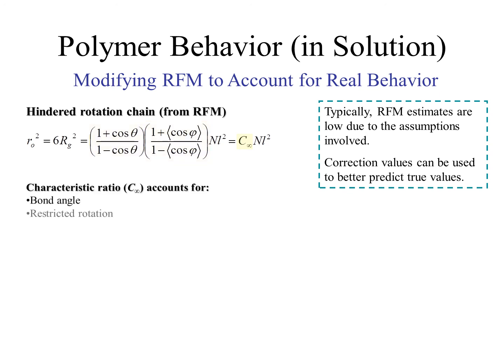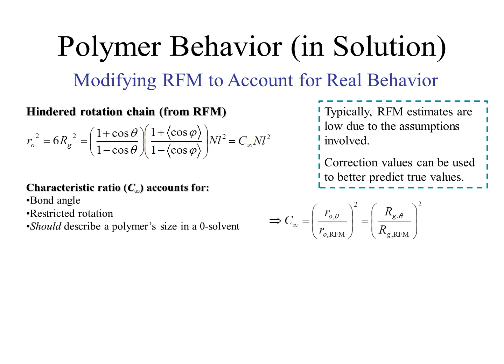It basically combines all of the different factors that contribute to the polymer chain not behaving as the simplest random flight model predicts. So it takes into account the bond angles and the restricted rotation due to steric hindrance, and essentially should yield the size of the random coil in a theta solvent. Actually, that's how it's defined.